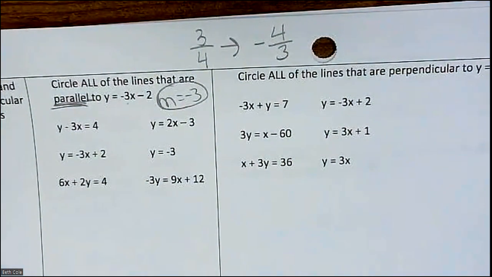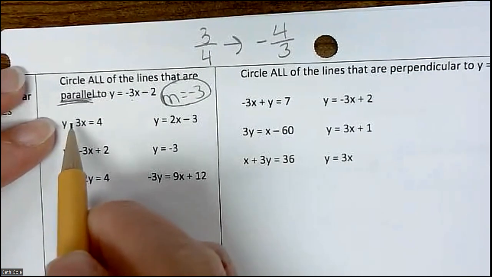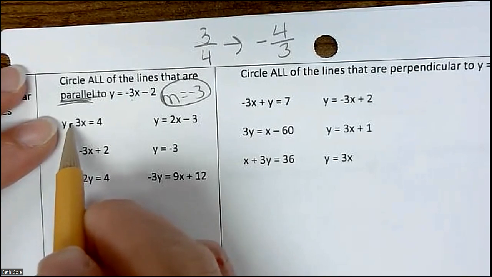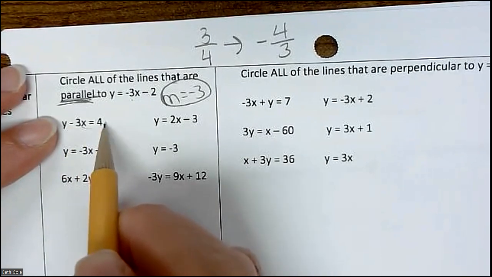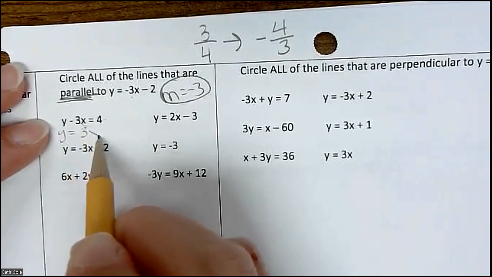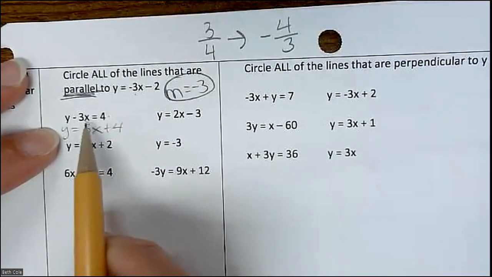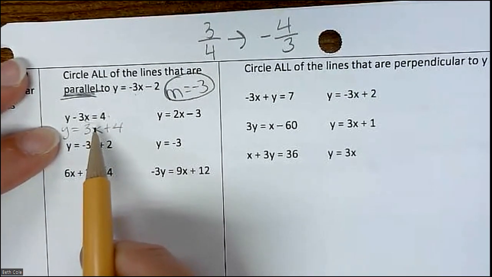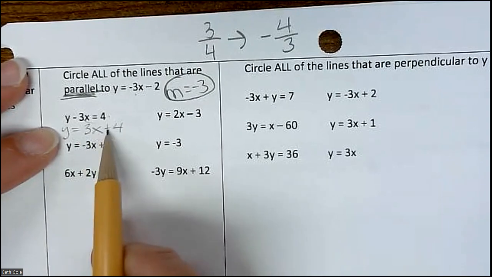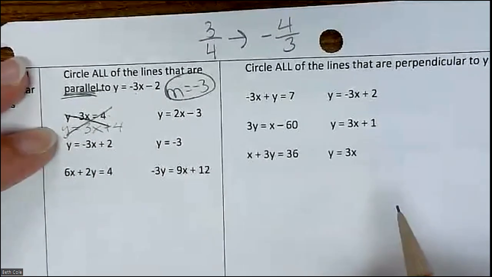What you would do is type them into Desmos one by one and pick all the ones that have a slope of -3. For the sake of time, I'm going to go ahead and walk you through this one. To get y alone, you would add over the 3x. So you would get y equals 3x plus 4. Does that have a slope of -3? No, it's +3. So you don't want that one.